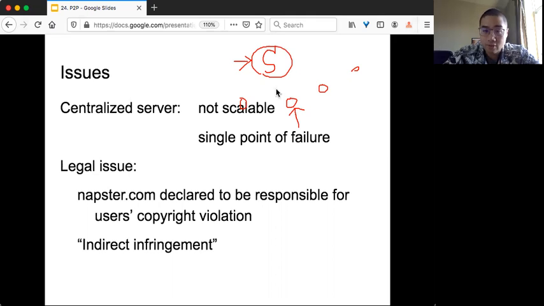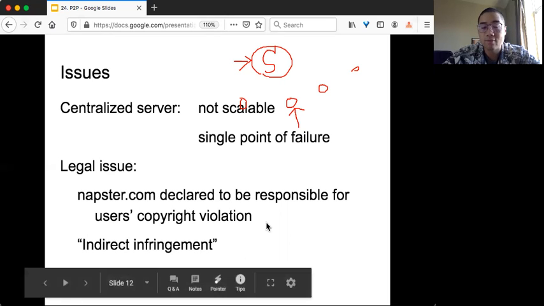And because of this server, the system also has a single point of failure. And then a more complicated thing is this legal issue I mentioned. While not really about the system, it's about copyright violation, because somehow this server enables people to get illegal songs or pirated stuff, and back then it was called indirect infringement.